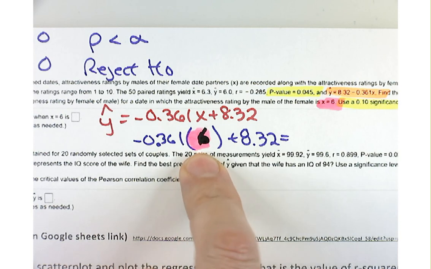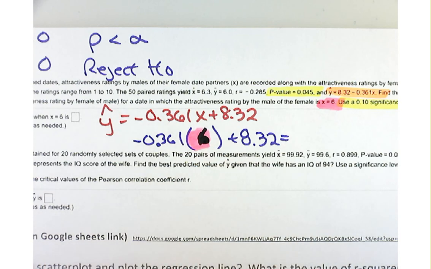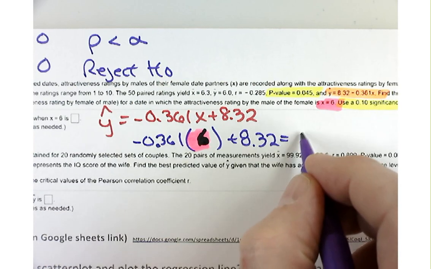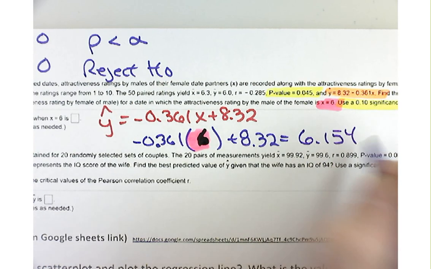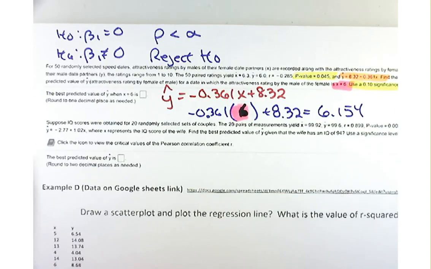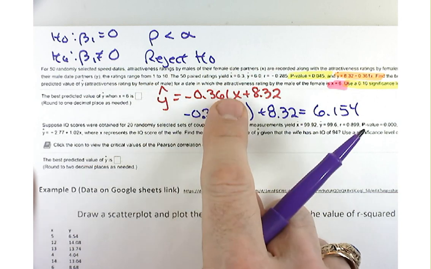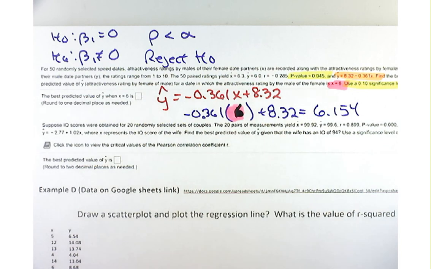If a male rates his partner as 6, what's the female going to rate him back as? Yeah, I'm getting 6.154 as well. So just doing the arithmetic here, okay, this is your predicted value. So a little bit different than the last one, because we rejected it, we actually used the equation for y hat as opposed to just the mean.